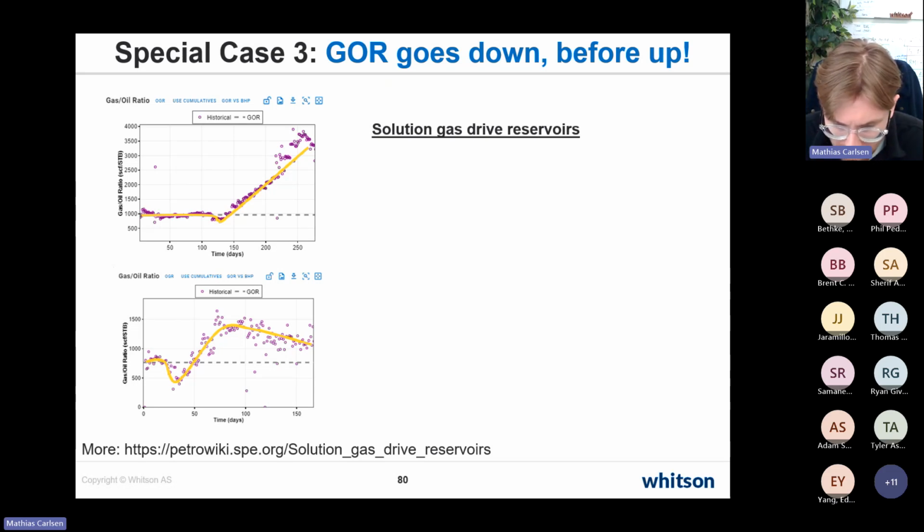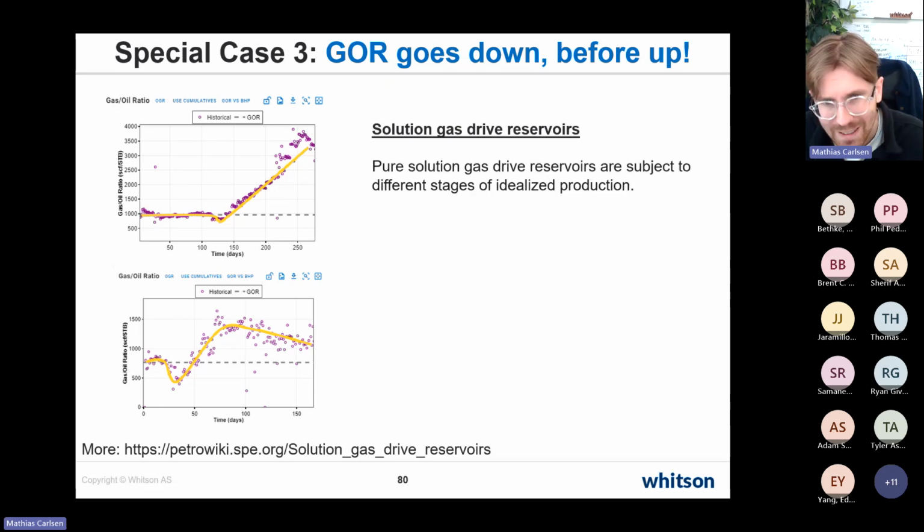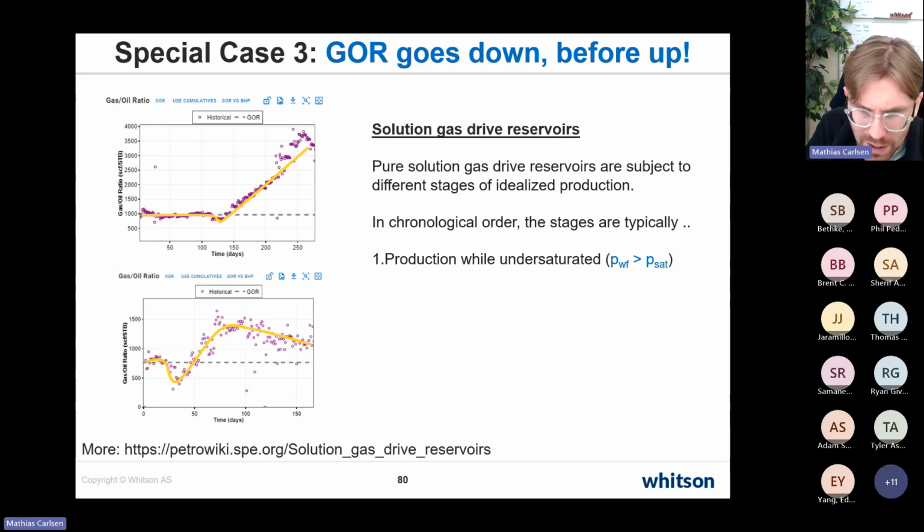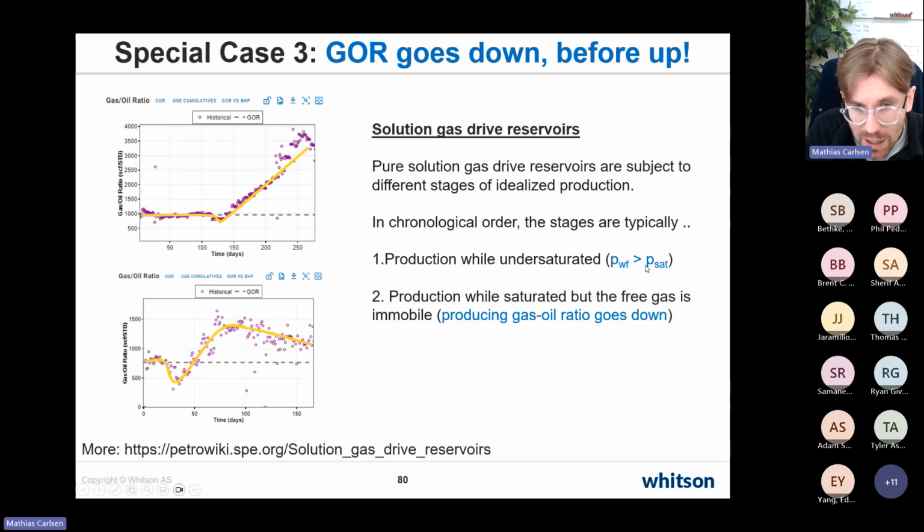And solution gas drive is typically something that happens over a few idealized stages of production. In chronological order, these stages are typically that you have production while you're undersaturated. So in this case, you have undersaturated production right here. And then production when you're saturated, but the free gas is immobile.